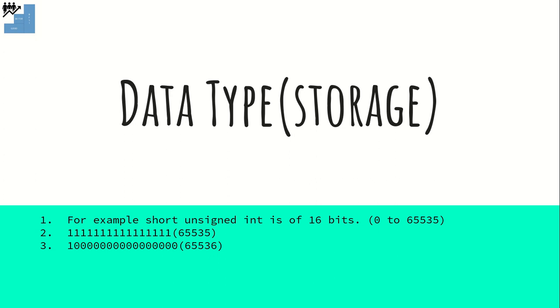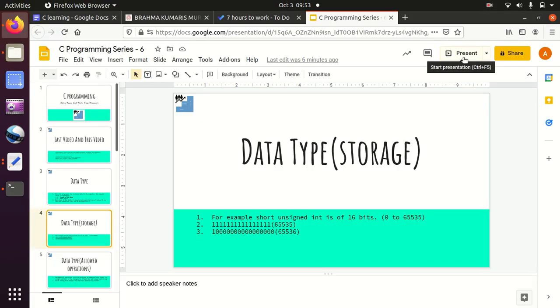For example, unsigned short int is usually of 16 bits. So it can store values from 0 to 2 to the power of 16 minus 1, which is 65535. Let's see what happens when we store a value greater than that.